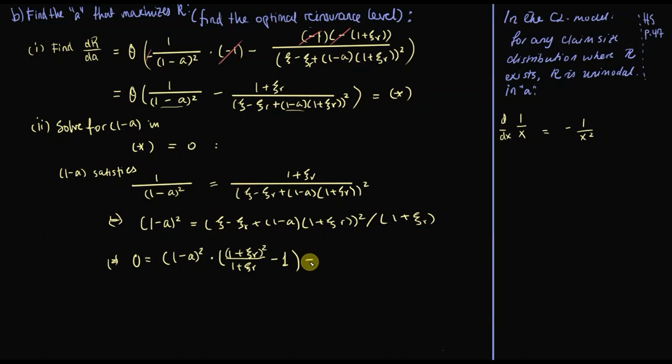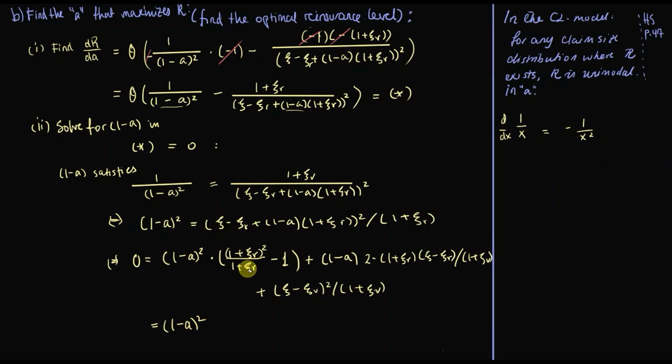And then you have the linear term where it's 1 minus a. And the linear term you get by unraveling this squared expression. And what you get will be 2 multiplied by 1 plus psi r multiplied by psi minus psi r. And then you also want to divide by 1 plus psi r. And lastly, you have the constant term, which is just given by psi minus psi r squared divided by 1 plus psi r. And that is equal to 1 minus a squared.